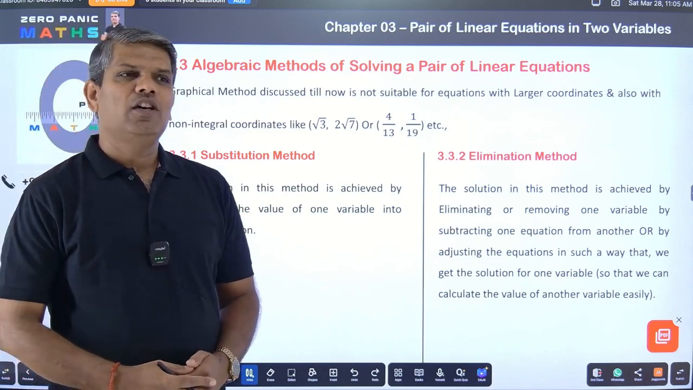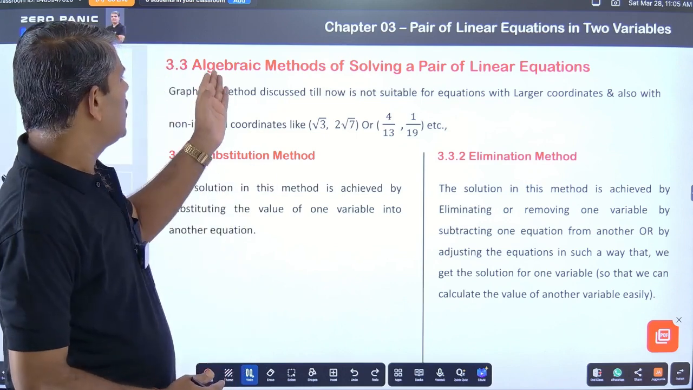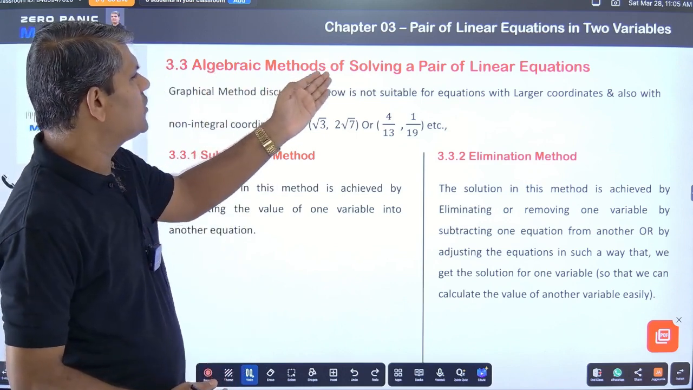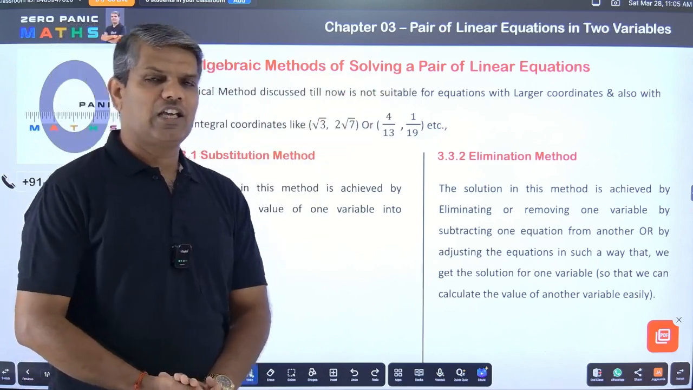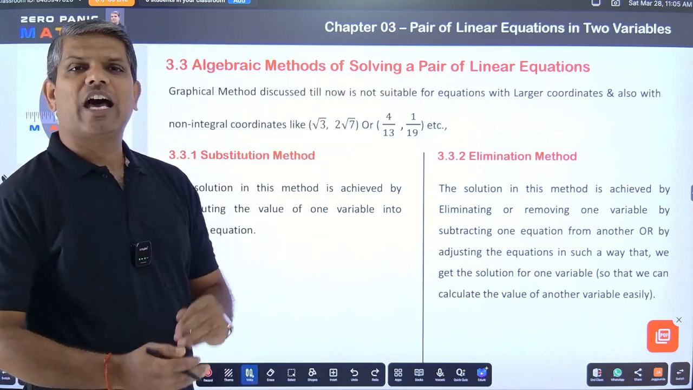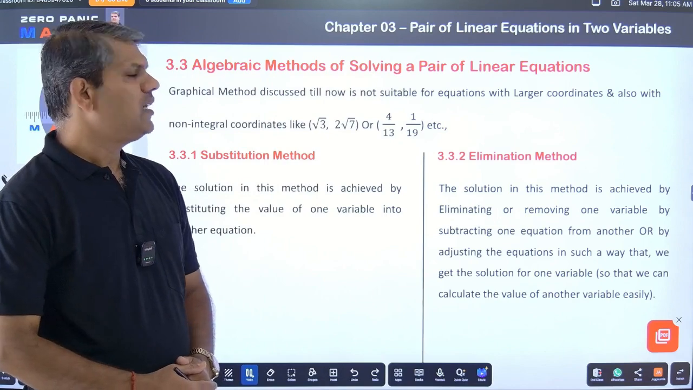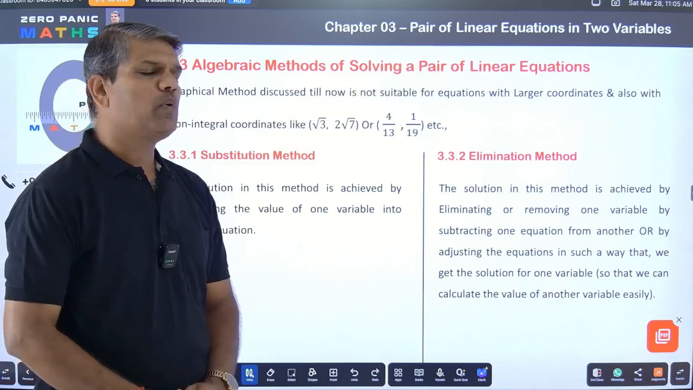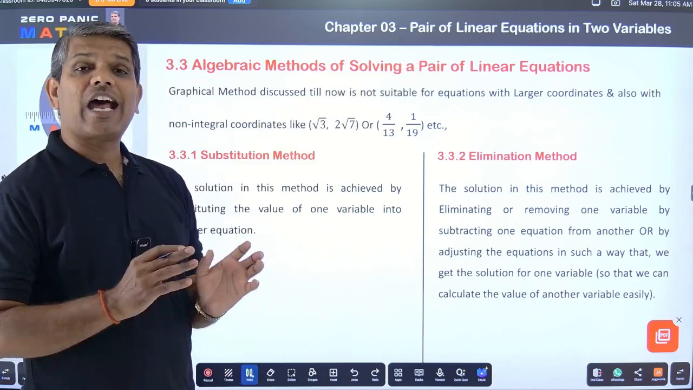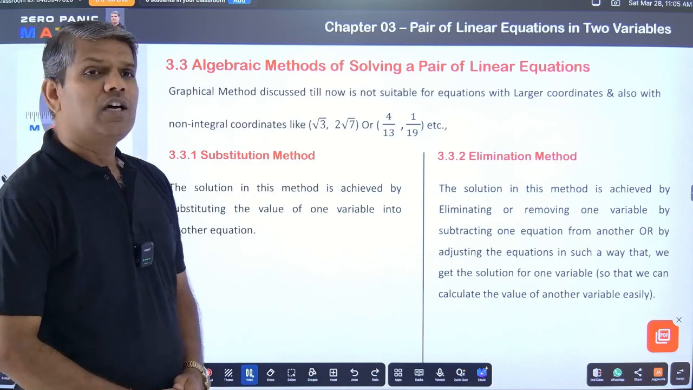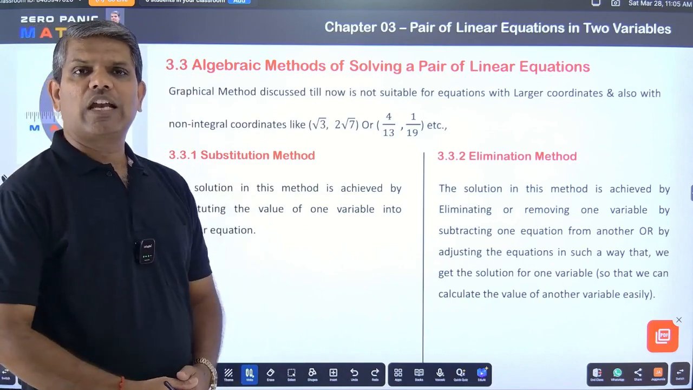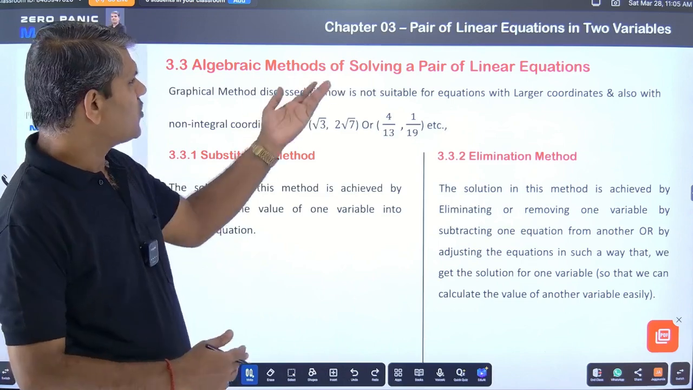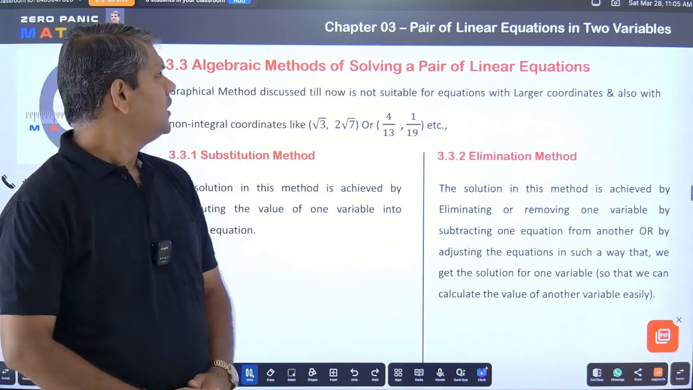In today's session, we're going to continue our discussion on algebraic methods of solving a pair of linear equations. If you remember, in the last session, we discussed a way of finding the solution for a pair of linear equations, that is a graphical method. But what was the disadvantage of the graphical method? That we are now switching to an algebraic method.